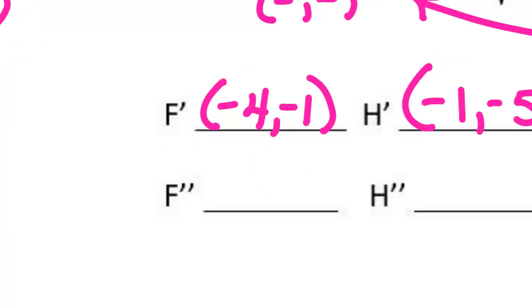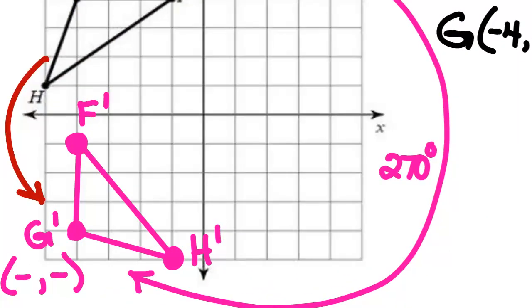So negative 4, negative 1 would become what? Change the sign on x, leave y alone. Positive 4, negative 1. So positive 4, negative 1 should be right here. There's my F double prime.